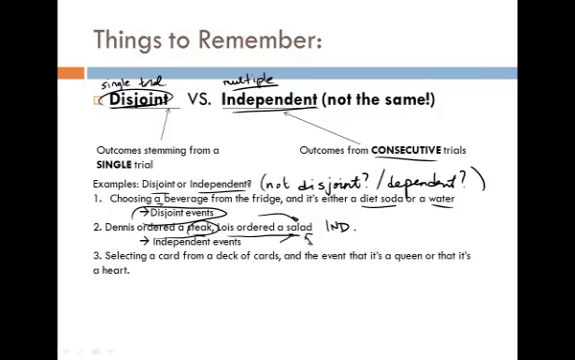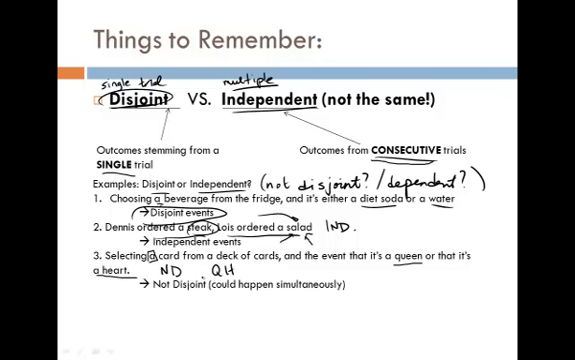Okay. Selecting a card from a deck of cards in the event that it's a queen or that it's a heart. So first of all, are we talking about a single trial or consecutive trials here? Well, again, the key word here is A. A means one, right? So a queen or a heart. Are we talking about disjoint or not disjoint? This is not disjoint, right? Because the queen of hearts can be chosen.